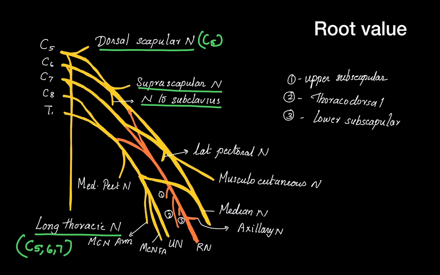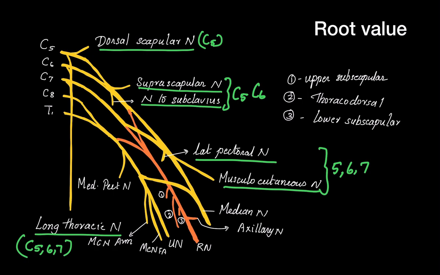Suprascapular nerve and nerve to subclavius arise from the upper trunk, which in turn is formed from C5 and C6, so their root value will be C5 and C6. Like that, lateral pectoral nerve and musculocutaneous nerve arise from the lateral cord, which is formed from C7, C6 and C5. So their root value will be C5, 6 and 7.